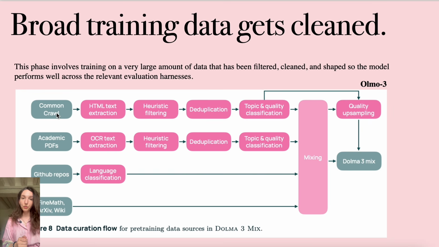So they use Common Crawl web page data. They then do HTML text extraction, some heuristic filtering, deduplicate, and classify it into different topics and quality metrics. And same with these other sources: academic PDFs, GitHub repos, FineMath, and so forth.